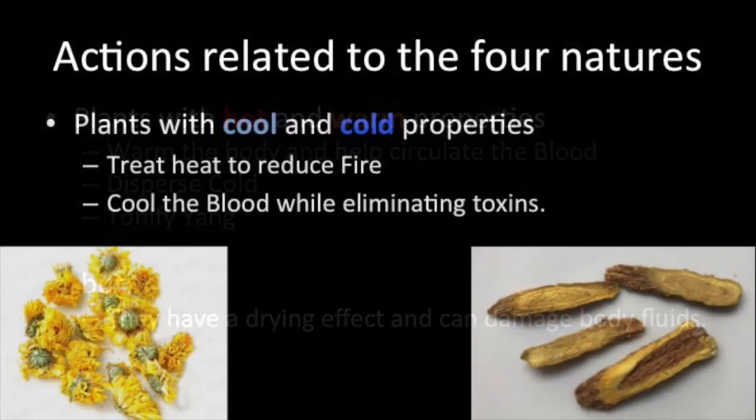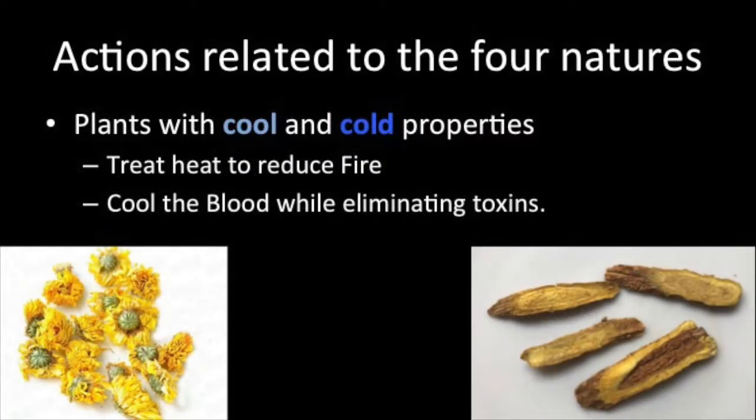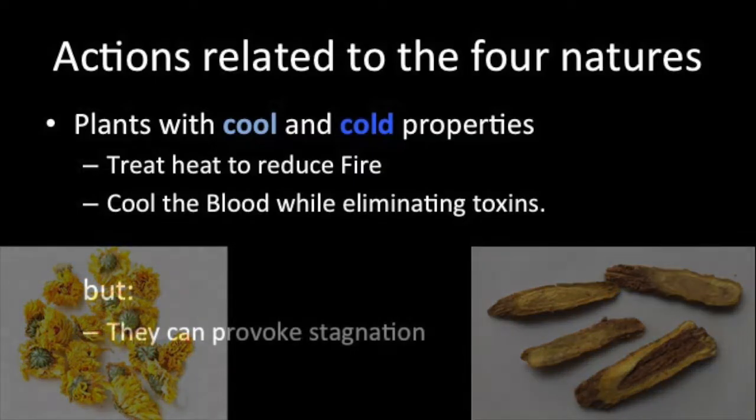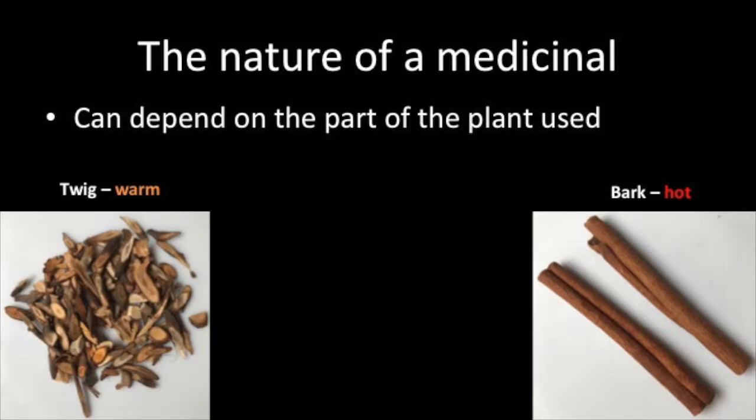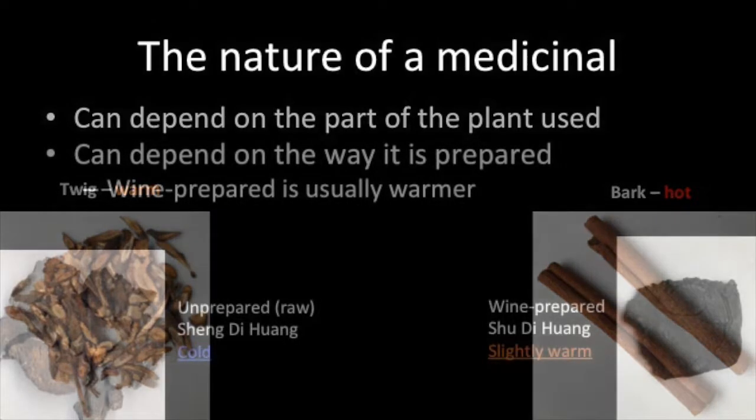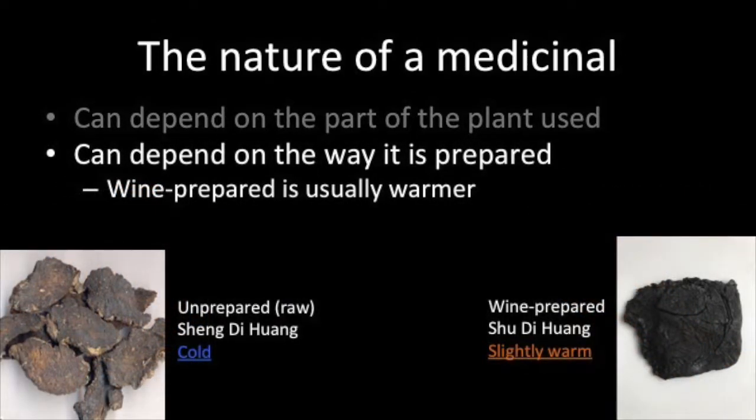Plants with a cool or cold property treat heat and reduce fire. They cool the blood while eliminating toxins, but they can also provoke stagnation. So the nature of a medicinal may depend on which part of the plant we're considering. As we noticed with cassia cinnamon, the twigs have a slightly different nature to the bark. Its nature may also depend on its preparation. For example, some herbs such as shu di huang are prepared in wine, and that gives the herb a warmer nature than its raw form, sheng di huang, which is cold in nature.